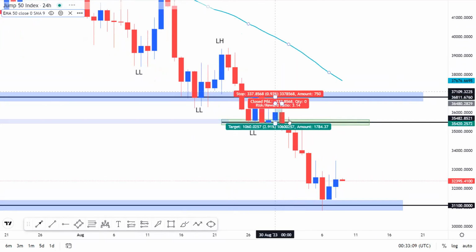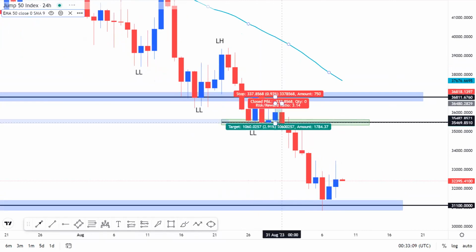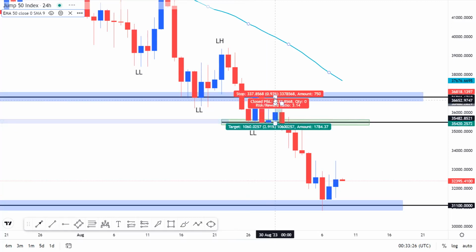And the next level area of interest for me that stands out would be this level right here. As you can see, we had come into the level and then we bounced off from the level. We had here a second time with the level holding up as a support also.